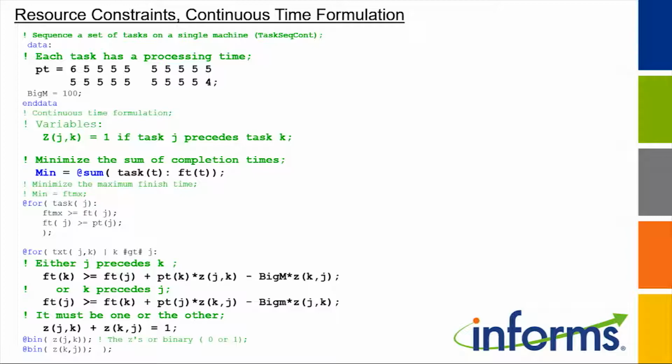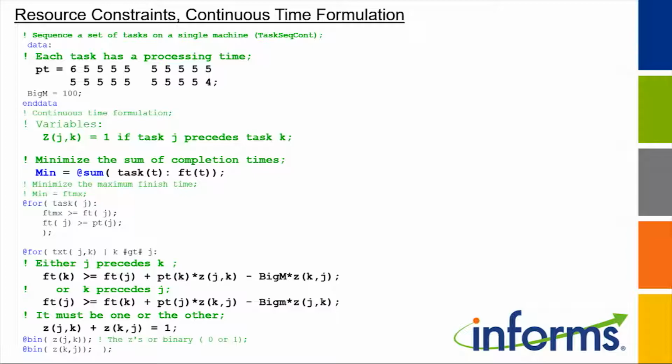And so here is the continuous time formulation, which if you've seen it before, is the standard formulation. The finish time of k has to be greater than or equal to the finish time of j plus the processing time of k times a 0-1 variable if j precedes k. And so you've got a bunch of constraints like that. And either j precedes k or k precedes j. And we want to minimize the sum of the finish times.